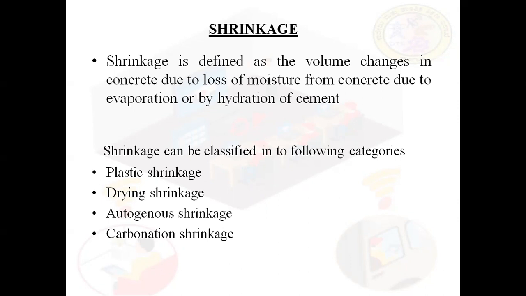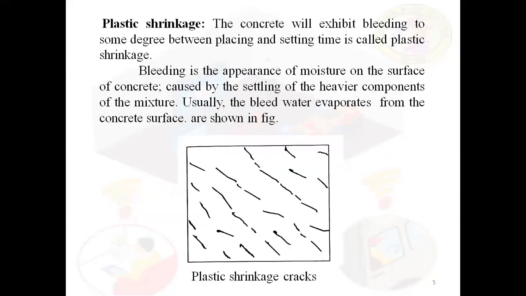Generally, shrinkage can be classified into different categories, that is plastic shrinkage, drying shrinkage, autogenous shrinkage, and also carbonation shrinkage. Let us discuss them one by one in detail. First, let us discuss plastic shrinkage. We know the plastic state of concrete, that is before hardening of the concrete. Plastic shrinkage is the shrinkage which occurs in the concrete when the concrete is in the plastic state.